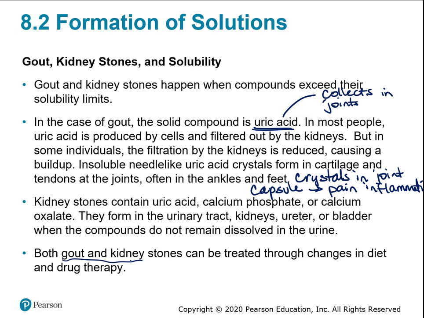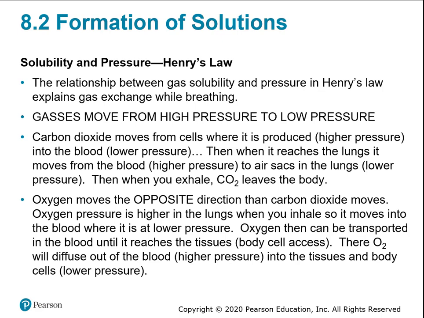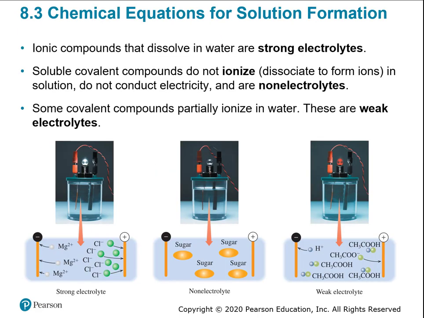Now some people have no problems with it. Some people never have gout and they eat pork all the time. So it really depends on your metabolism, how your body gets rid of it does play a part. But this is an example of where saturation can end up causing a problem. If you have more solute than can stay dissolved, it's going to end up forming a crystal. We're going to talk about those later, so I'm just going to skip them.